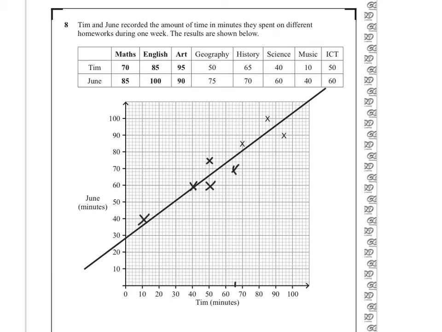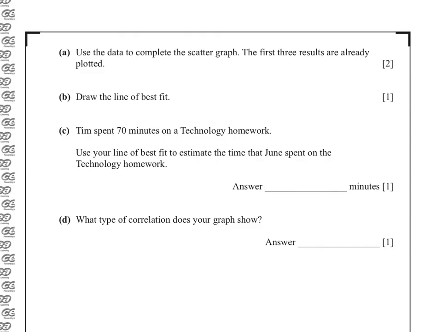Tim spent 70 minutes on technology, so I'm going to go up from 70, and these lines are really important in the exam. This is where the examiner sees how you have used your line of best fit, and what I get is that June would have spent 81. So I have got 81 minutes from my line of best fit, and we have a positive correlation.